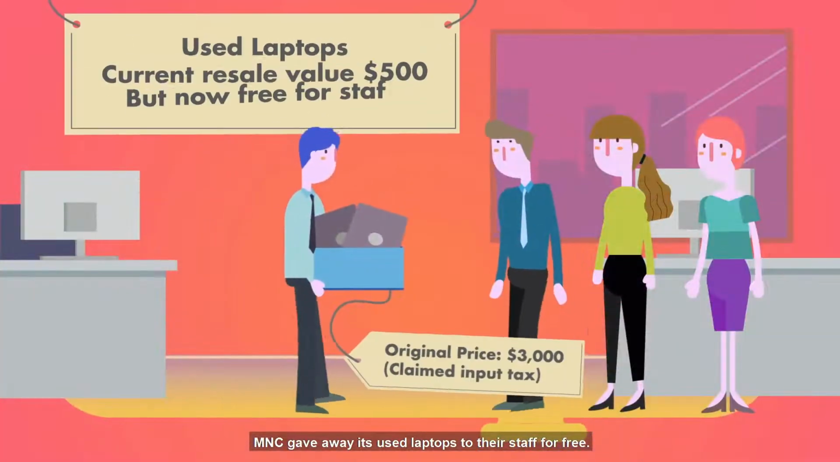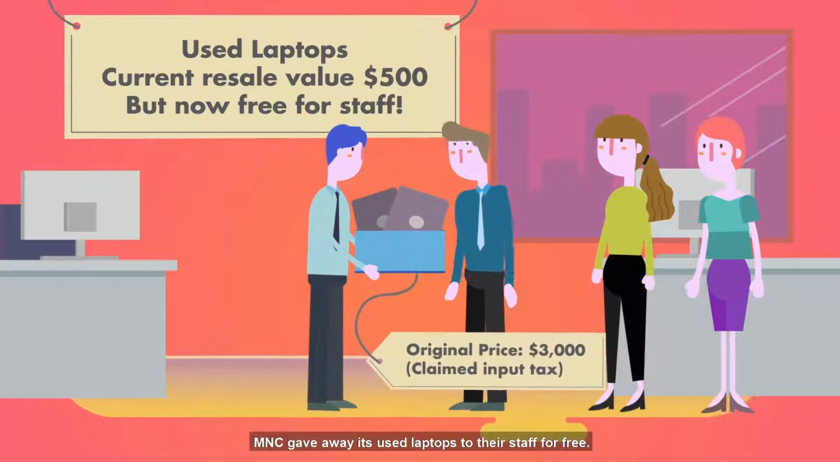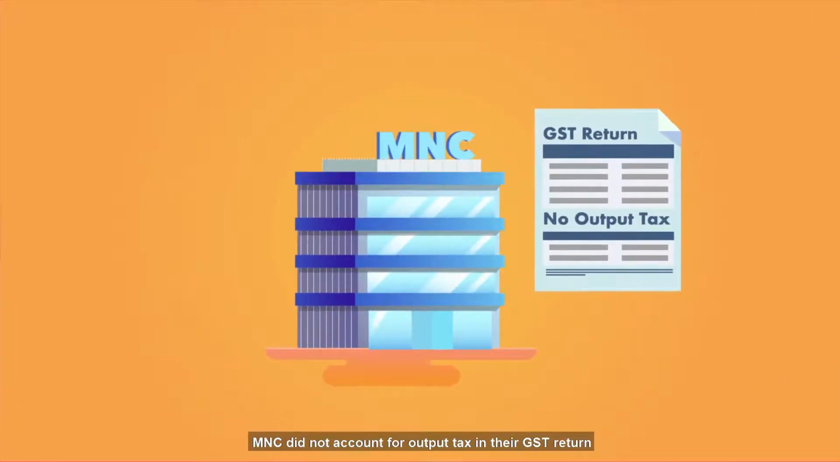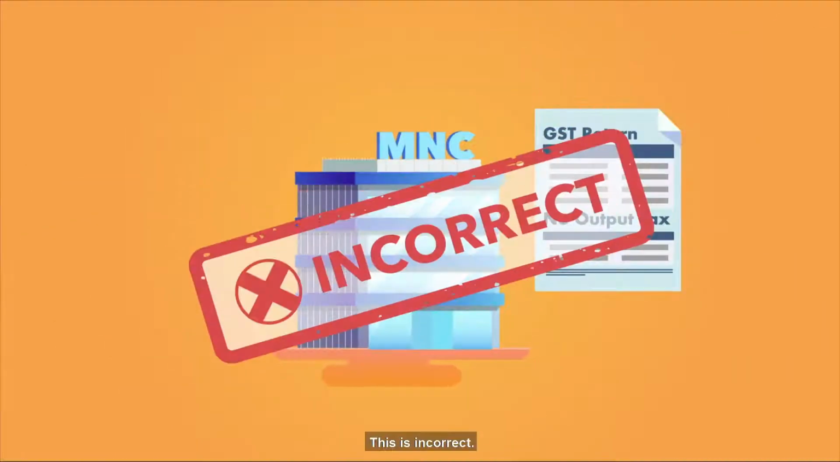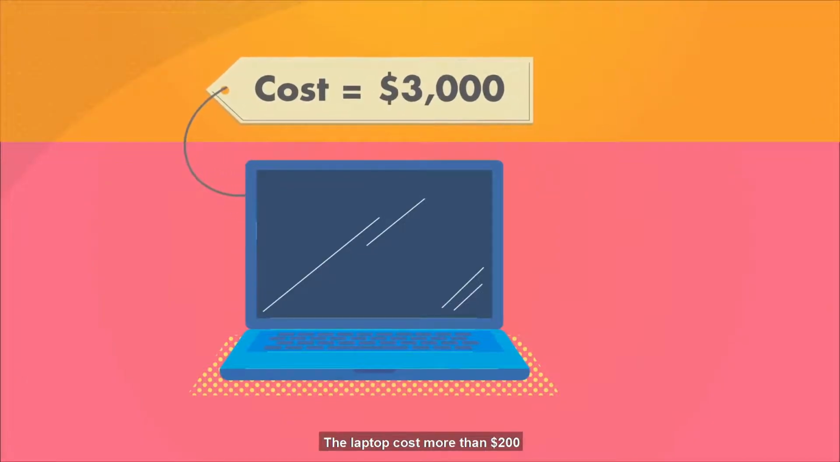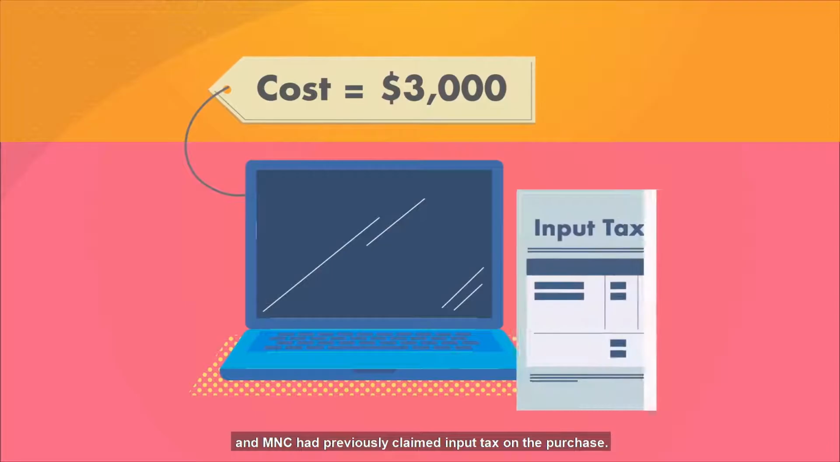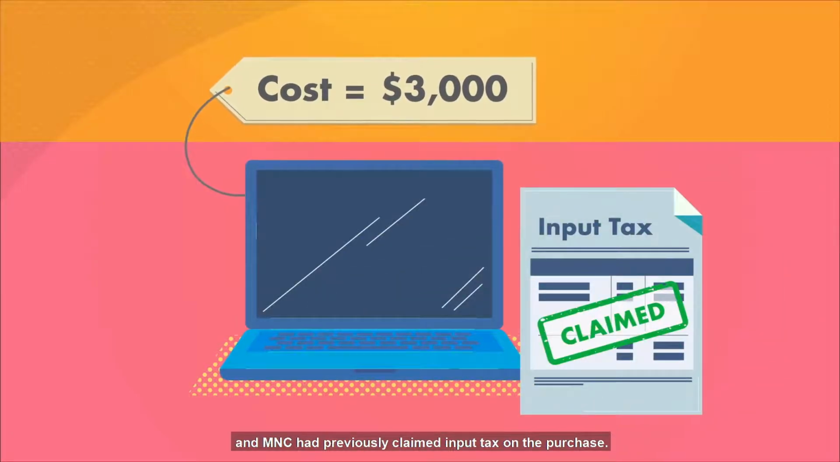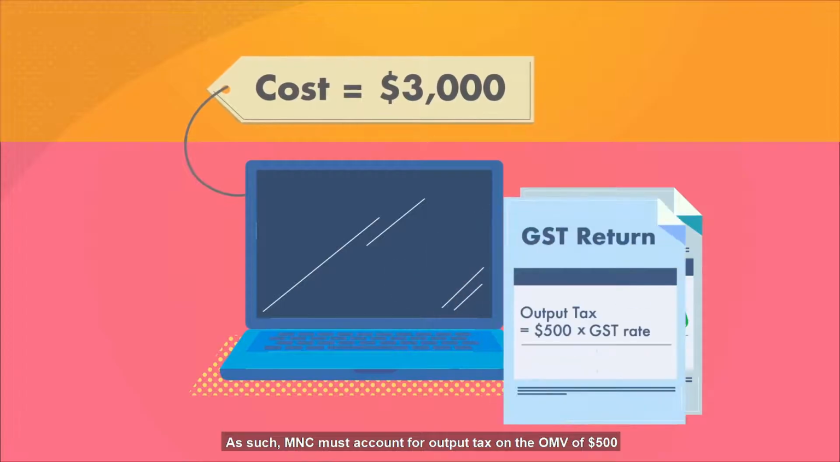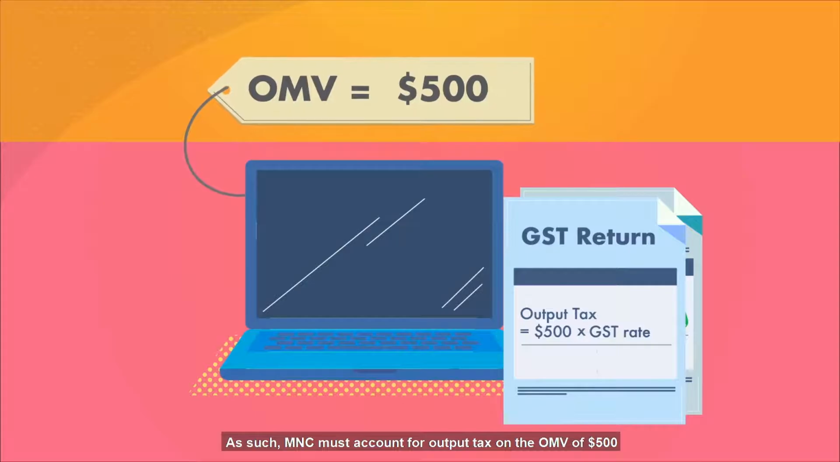MNC gave away its used laptops to their staff for free. MNC did not account for output tax in their GST return, as it is not a sale of goods. This is incorrect. The laptop cost more than $200, and MNC had previously claimed input tax on the purchase. As such, MNC must account for output tax on the OMV of $500.